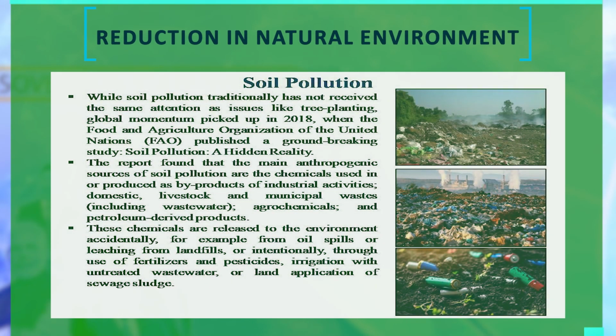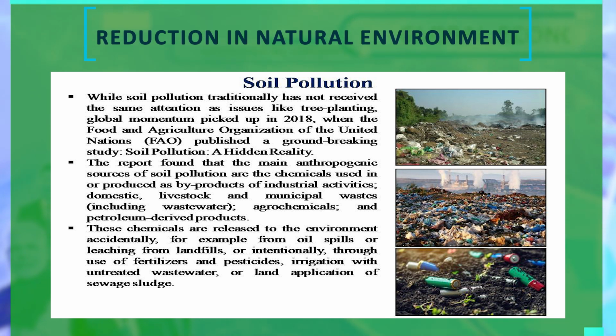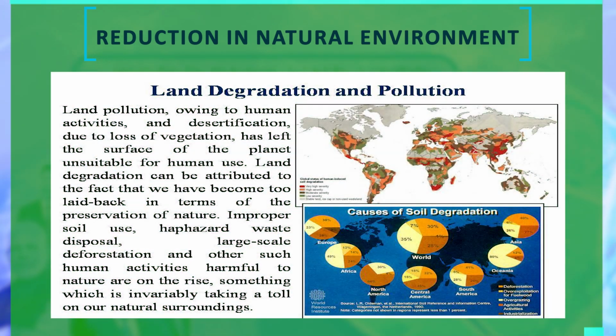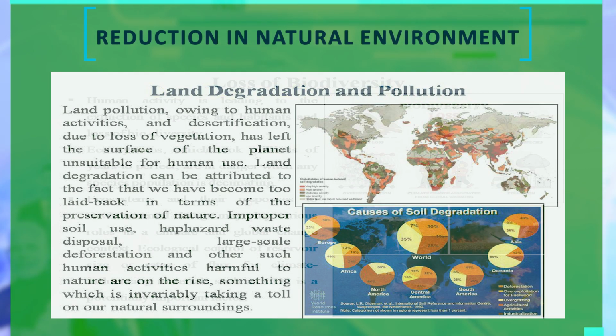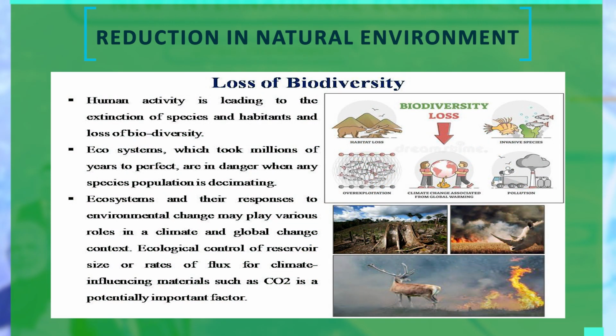Soil is another very important aspect of the environment which is also highly polluted by environmental degradation, right? Land degradation: land is also degraded due to environmental problems. Land pollution owing to human activities and desertification due to loss of vegetation has left the surface of the planet unsuitable for human use, right? Loss of biodiversity is also another aspect. Human activity is leading to the loss and extinction of species and habitats and loss of biodiversity.